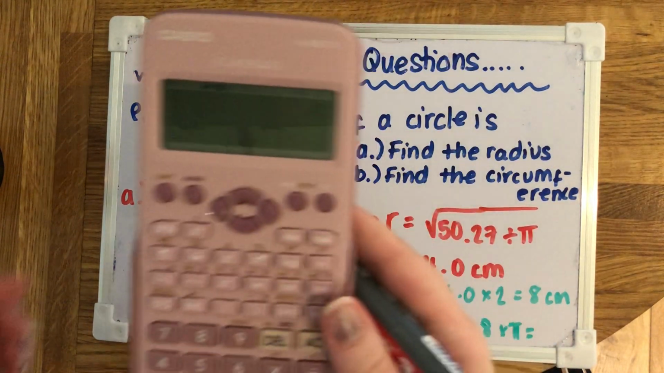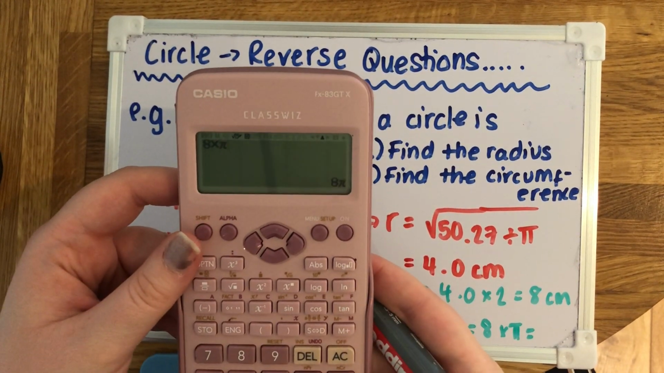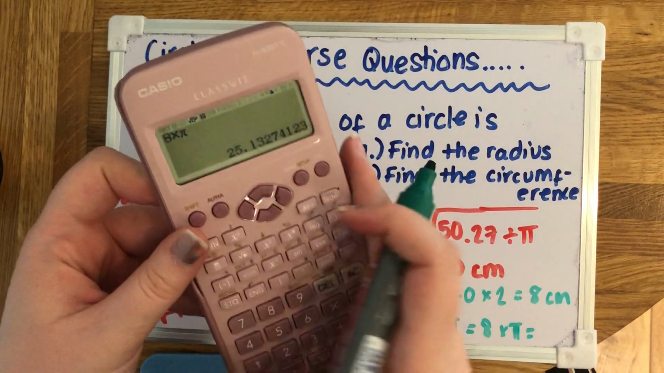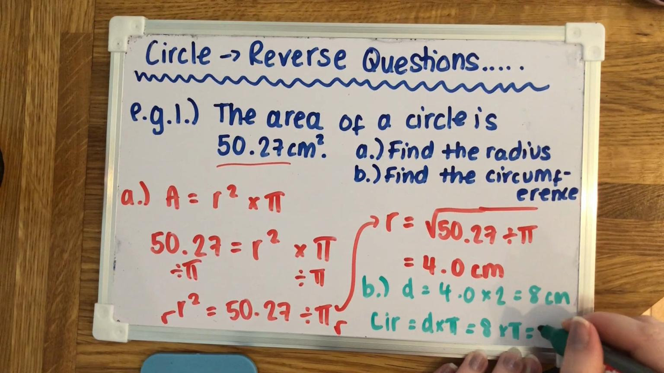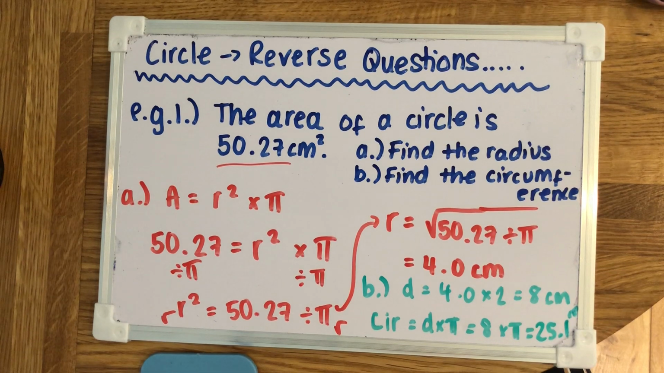So again, type it on a calculator. 8 times by pi, 25.1. That's meant to be centimetres, but I've run out of space. Okay, so it's just backtracking, that's all. So just be really careful. Key thing is divide by pi first. When you're doing them, in fairness, you're going to do it with circumference as well. So always divide by pi first.